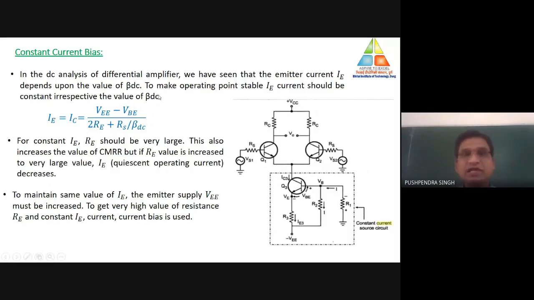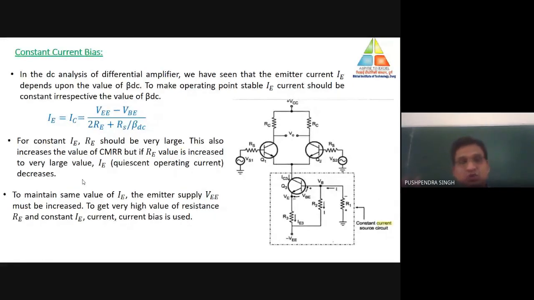Already we have discussed why. Because if the value of the operating point changes, there will be distortion in the output response of the circuit. So to make the operating point stable, I current should be constant irrespective of the value of beta DC. So for constant I, RE should be very large, and this also increases the value of CMRR. But if the value of RE is increased to a large value, the value of I will also decrease. Then on that condition also there will be a change in the value of the operating point.